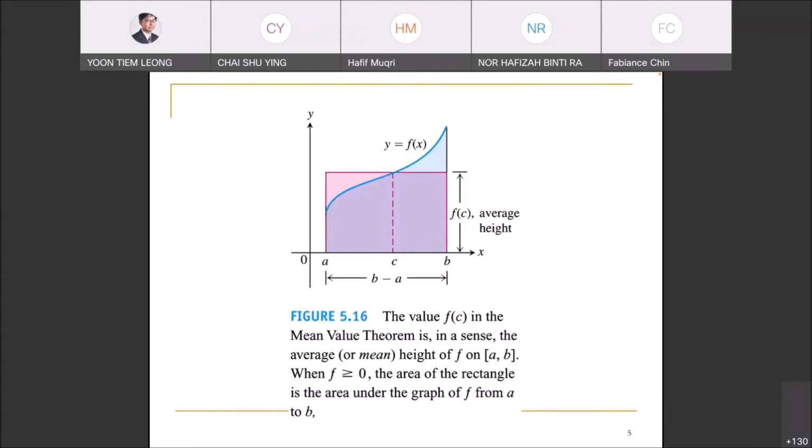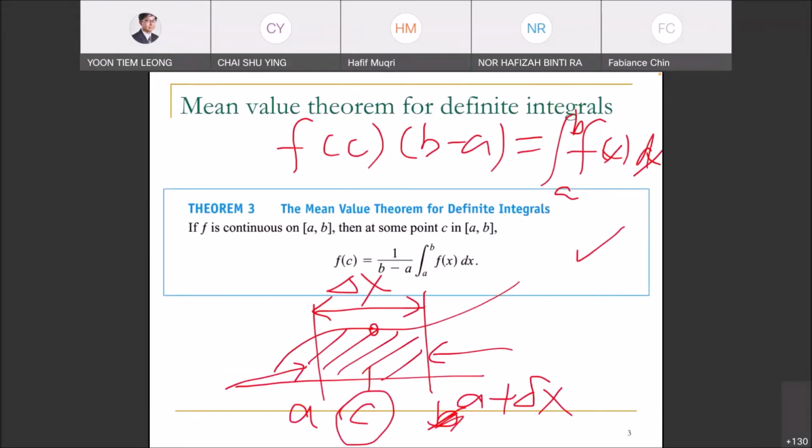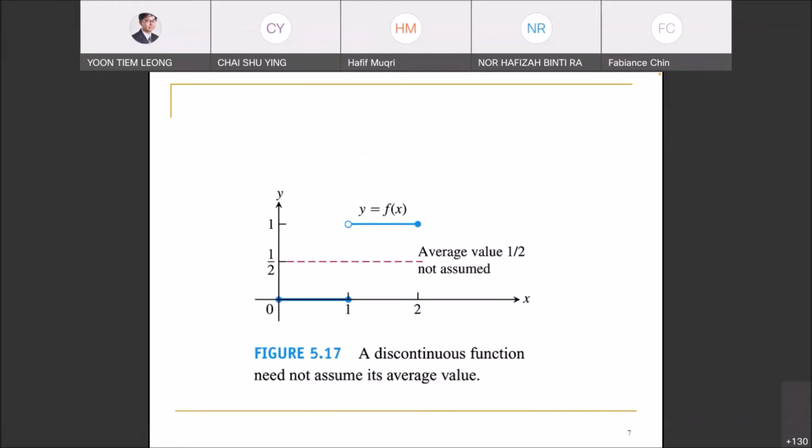Theorem 3 says if the function is continuous, then there is always a C that is sandwiched between A and B, where the function at C represents the average of the function. And basically at C, f(C) times the width of b minus a represents the area under the curve. But if you look at this counter example, this is obviously a discontinuous function.